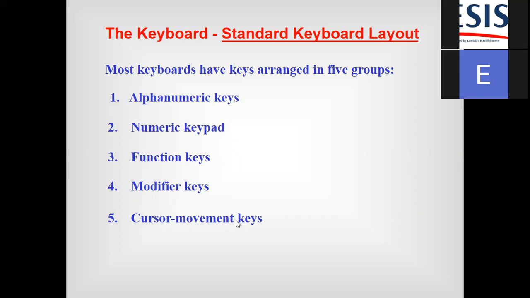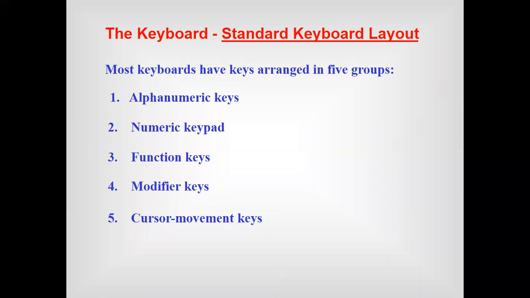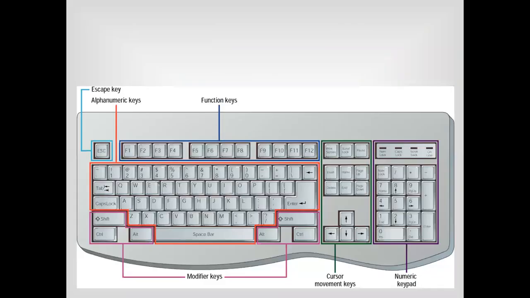Then we've got what we call cursor movement keys. Now, what are these cursor movement keys? In a case that you don't have a mouse, you can use the keyboard to move the cursor on the machine. We'll see how those things work. So one thing we should understand is that keyboards are arranged in 5 groups, as mentioned in the PPT. So let's look at them.